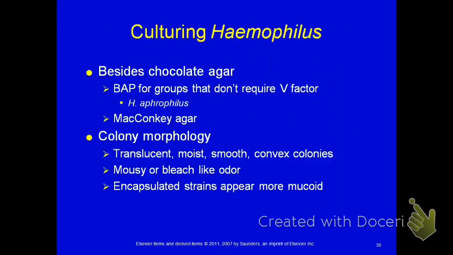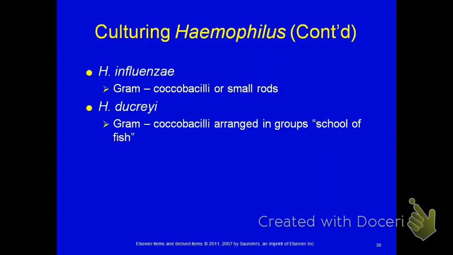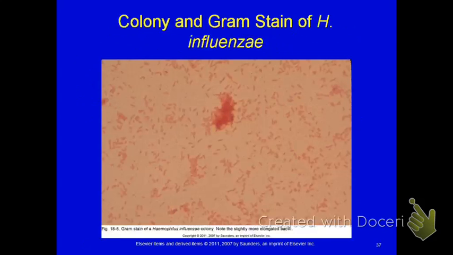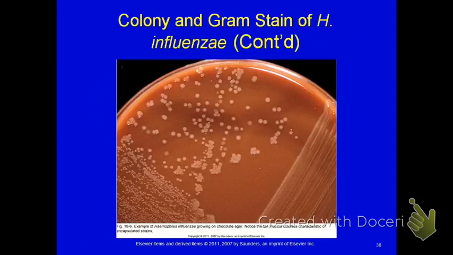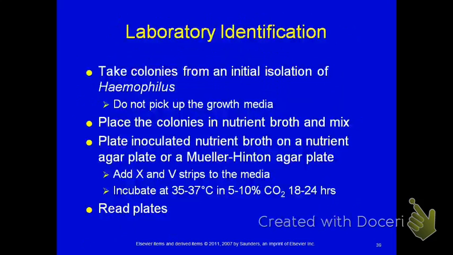So the colonies are translucent, moist, smooth, with convex colonies, with a mousy or bleach-like odor. But if you're talking about the encapsulated strains, because of the presence of PRP, the encapsulated strain colonies would appear to be more mucoid. Okay, so you know this already. Another picture of the Hemophilus influenzae. Okay, another colony of Hemophilus influenzae.